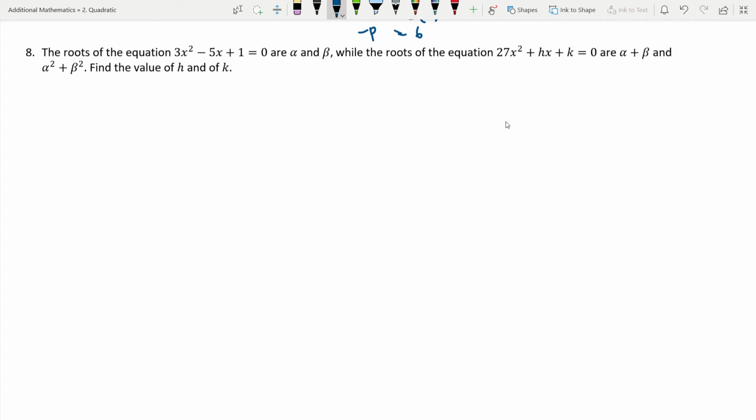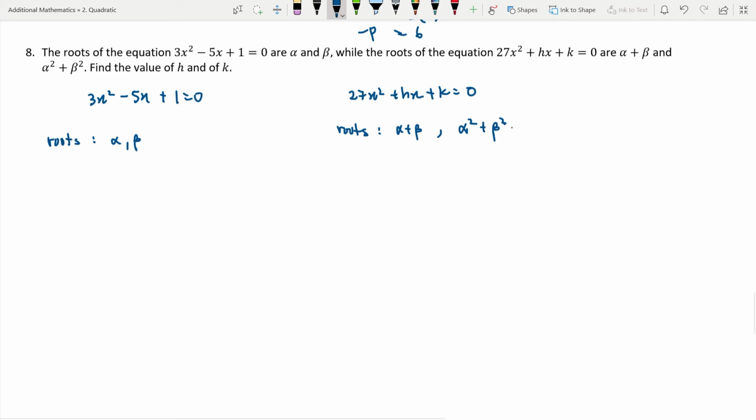Here we have two equations. The first equation is 3x² - 5x + 1 = 0, and the roots are alpha, beta. The second equation is 27x² + hx + k = 0, and the roots are alpha plus beta and alpha squared plus beta squared. We are asked to find h and k. The a for the first equation is 3, b is -5, c is 1. For the second equation, a is 27, b is h, and c is k.